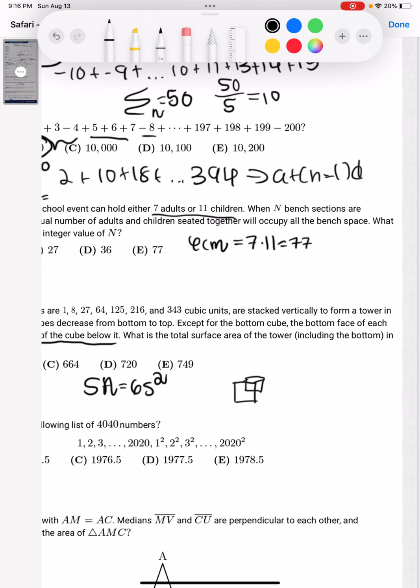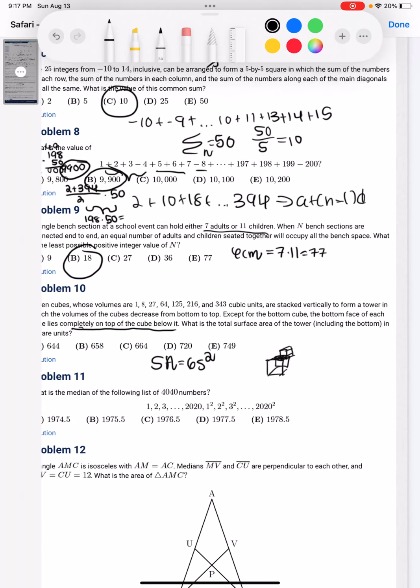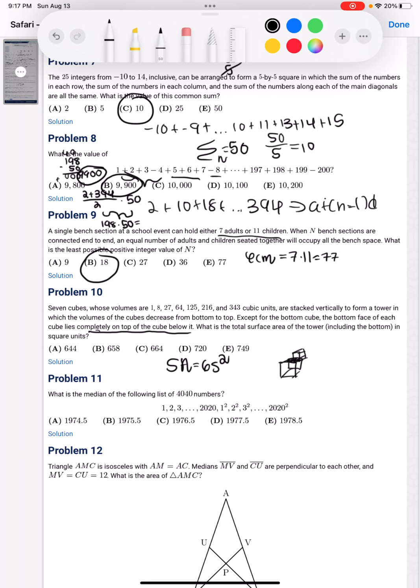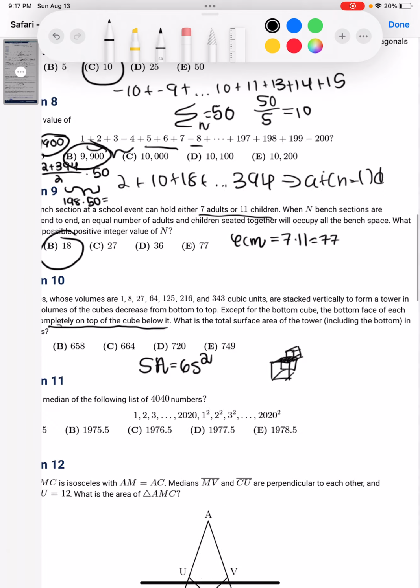So it's not going to be perfect. I mean, the cubes aren't so great. But then we have another cube stacked completely on top of it, right? We know that this is completely on top of it. What does that mean? That means that even though the volume is different, they're stacked. It lies completely on top of the cube below it.